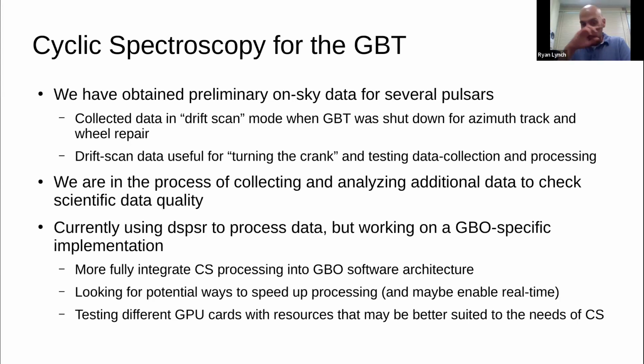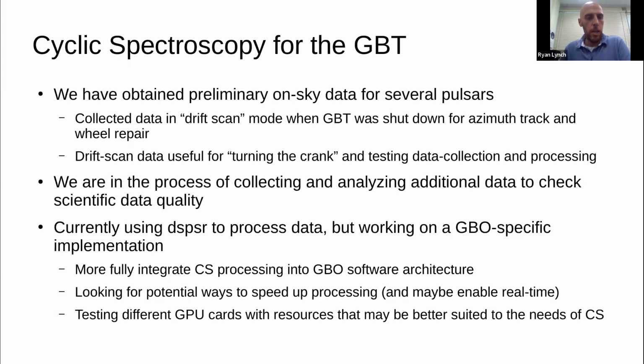We are looking for potential ways to speed up the processing and maybe get back to real time. And that involves looking exactly at where some of the bottlenecks are in the processing, and maybe looking at slightly different GPU cards with resources that might be better suited to the needs of the system. So our default approach has generally been to use gaming GPU cards, but there are some enterprise and data center GPU cards that just have different balance between processing cores, memory bandwidth, that kind of thing, that might be a little bit better suited to what we need. So we're exploring those as well.